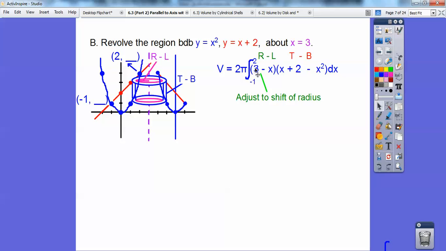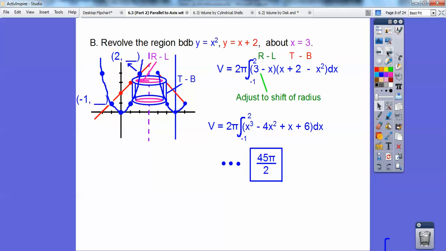Okay, so here's right minus left, here's top minus bottom. Okay, and so this is just my shifting right here. So righty minus lefty is 3 minus x. Okay, all right, and then you're going to go ahead and plug that in your calculator, and you get 45 pi over 2. Okay, so shell method is 2 pi, and it's x times f of x, okay? But this time the x is the righty minus lefty, which is the shift, so I'm adjusting to the shift, okay? So righty minus lefty, all right?